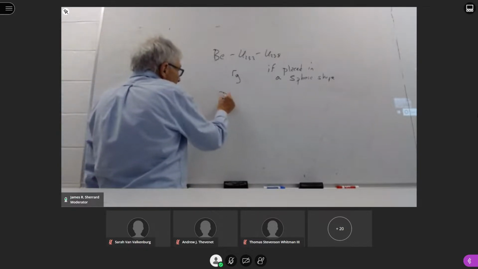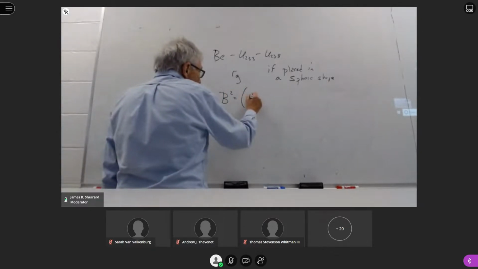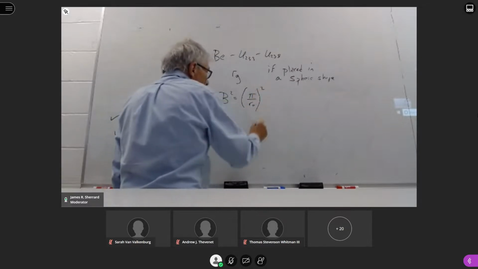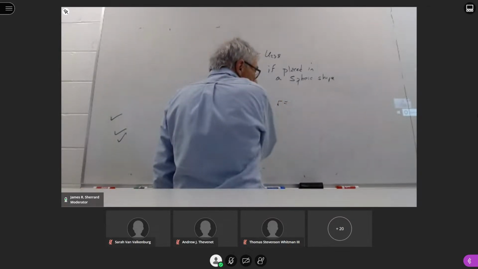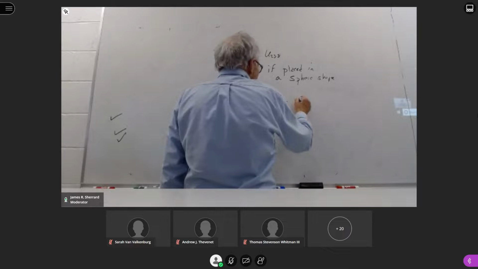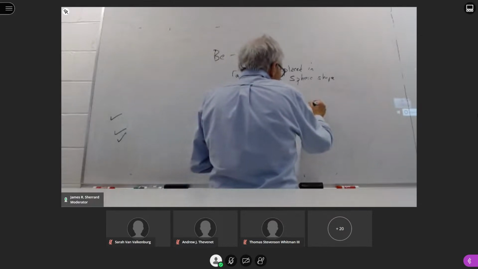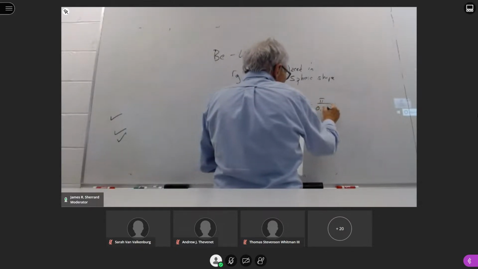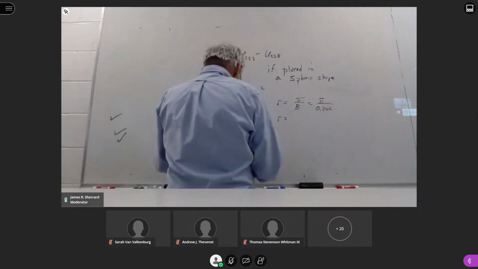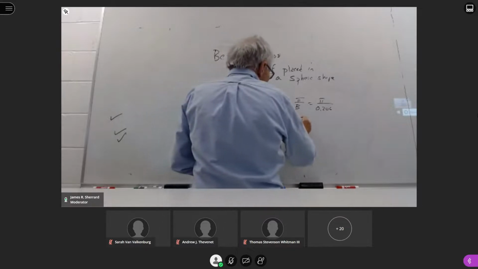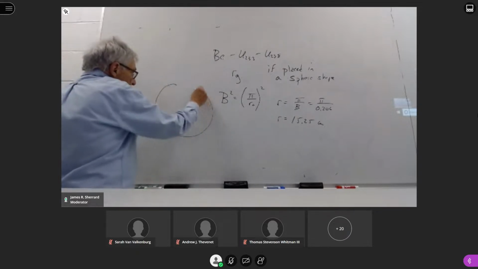We know that buckling squared has a unique value for a sphere, and it's equal to pi over r sub 0 squared. So r is equal to pi over b. In our particular case, our b was 0.206 when we went back to this problem. So that r was equal to 15.25 centimeters.